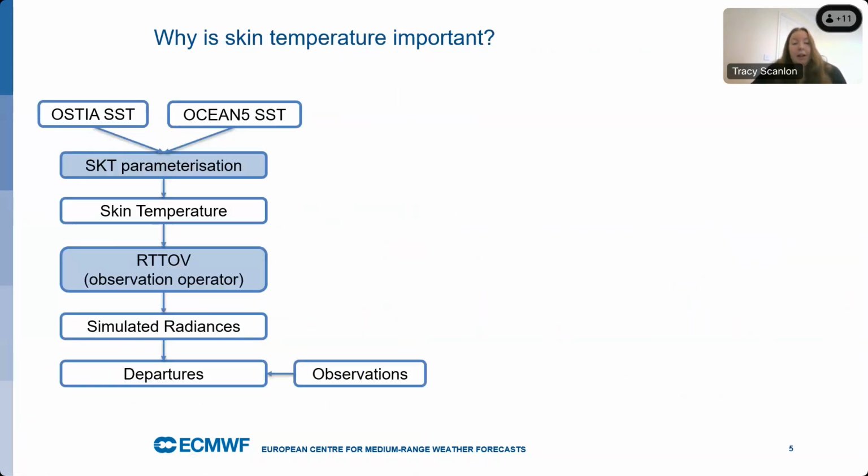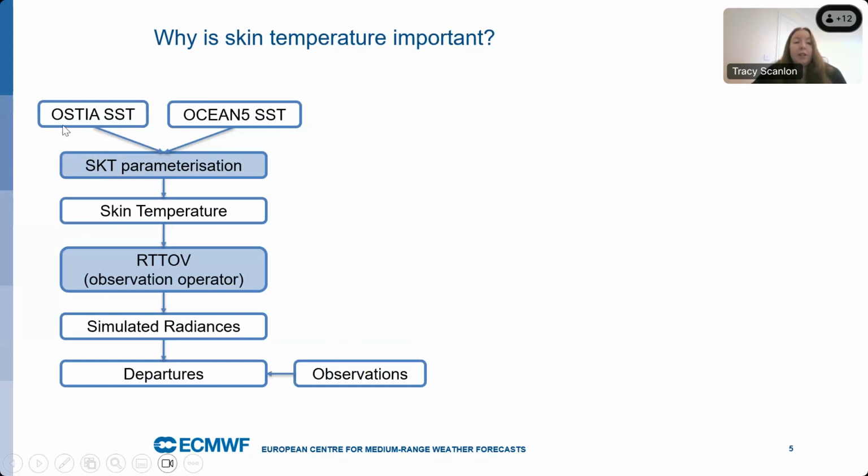So taking a step back for a moment, we need to have a look at why skin temperature is important. Why does it need to be modeled correctly, and the impact that it can have on the system? So here I'm just showing a very basic schematic, which doesn't include everything, of how skin temperature is used in the ECMWF system.